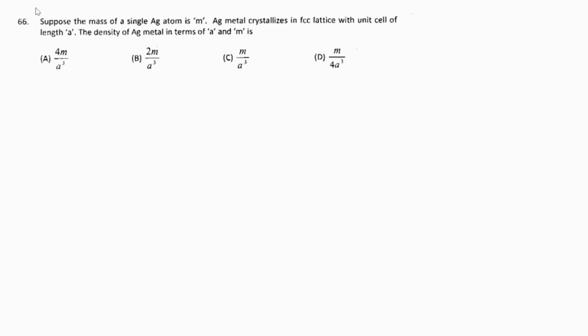Achha. This is a solid state question. It says that suppose the mass of a single Ag atom is m. My mass of the single atom is given. Silver metal crystallizes in FCC lattice with unit cell edge length given. Now I need to find the density in terms of a and m. So we know the density formula, but we don't want it in that form. We want it in this a and m form.